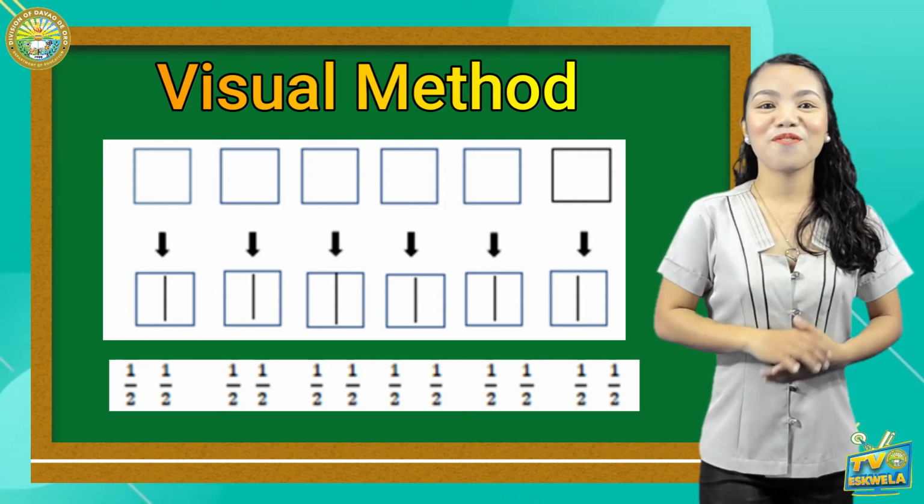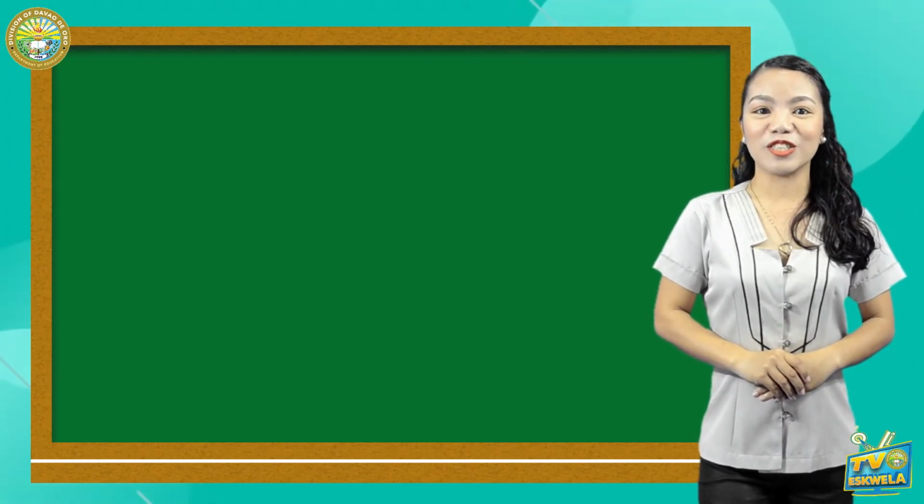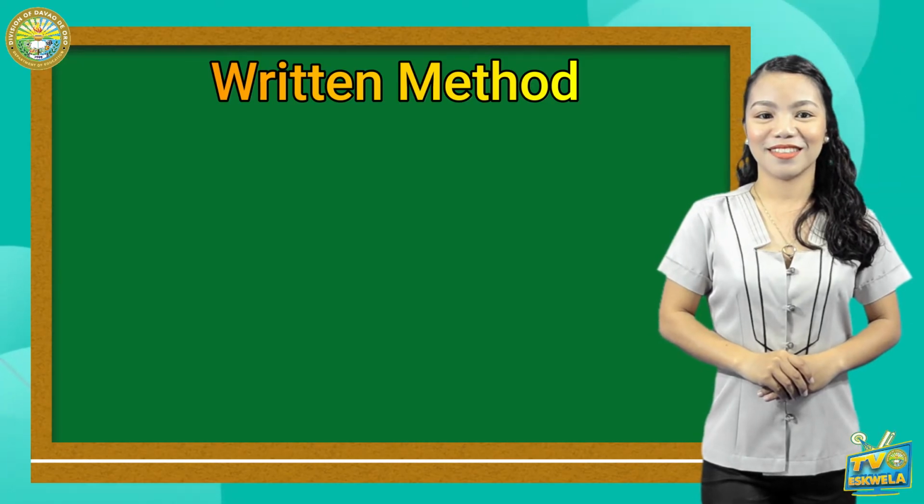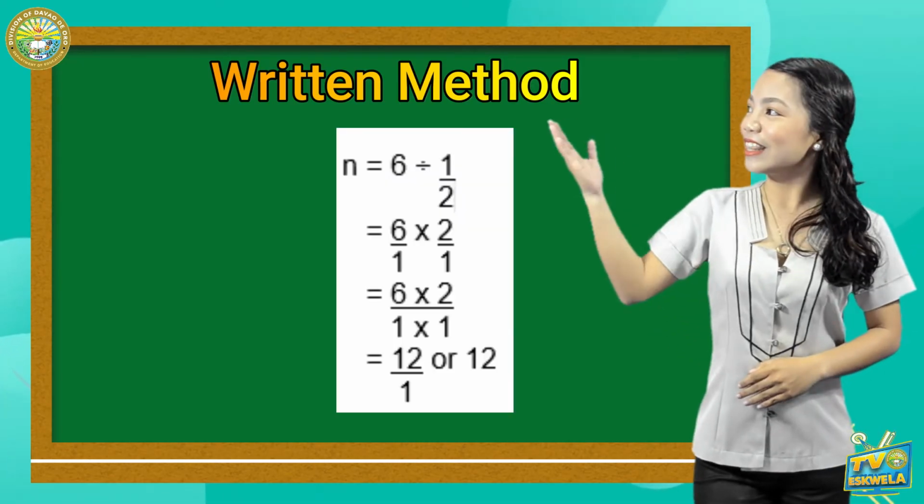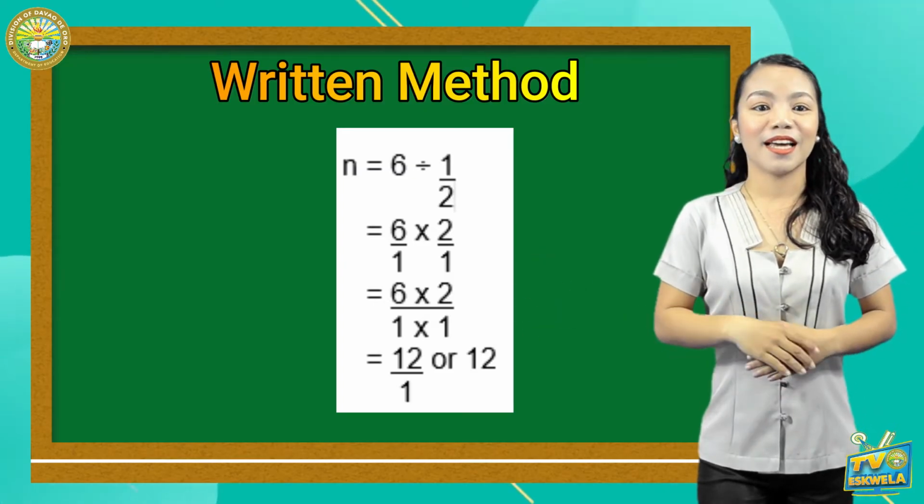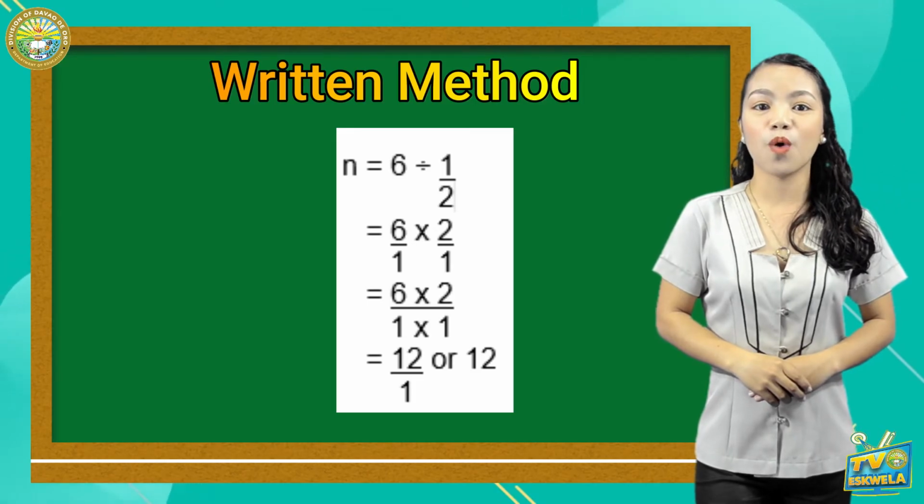Right? Very well. Now, let us try to see how the written method is done. Look at the number sentence on your screen. N equals 6 divided by 1/2.